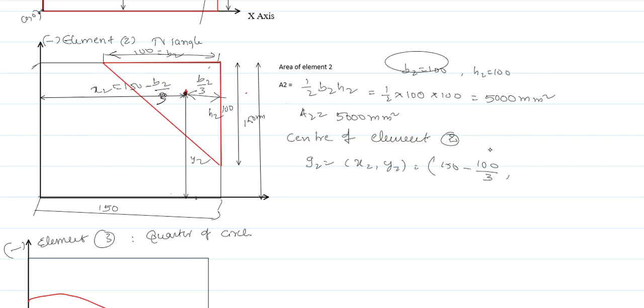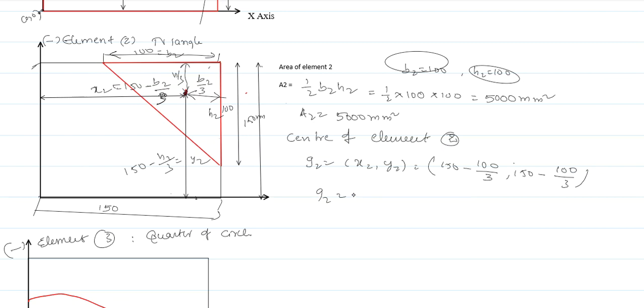Now similarly, I want to find y2. The total height is 150 mm. From 150 mm you must subtract this value. This value is h by 3. So to get y2 you must subtract h by 3 from 150 mm. Then only you will get this height. See, this is the total height 150. From this I am going to subtract h2 by 3. So h2 is nothing but 100. So 150 minus 100 by 3.